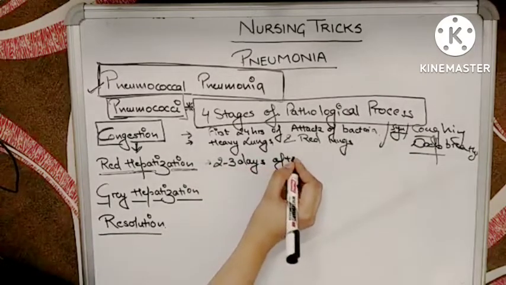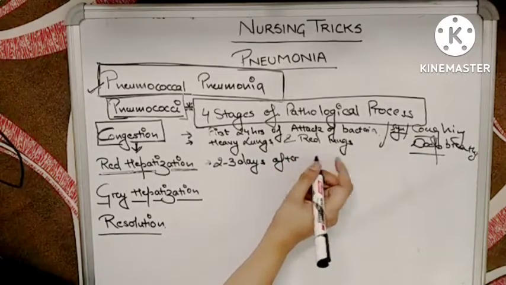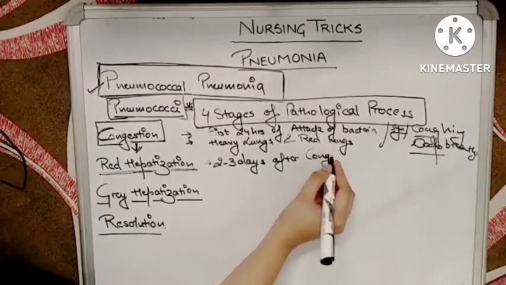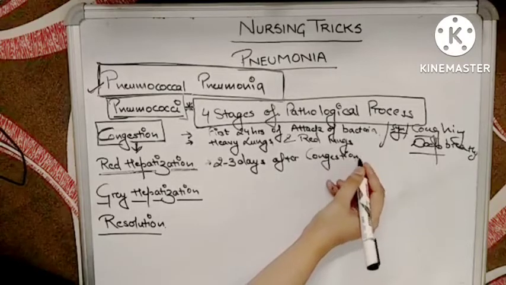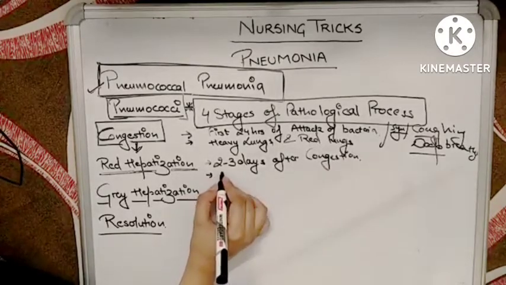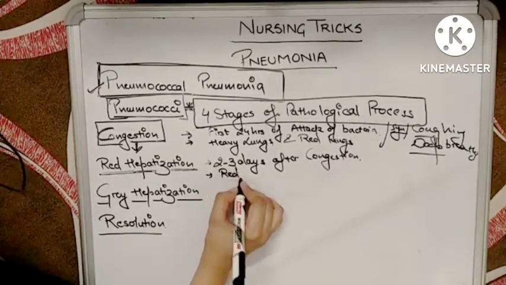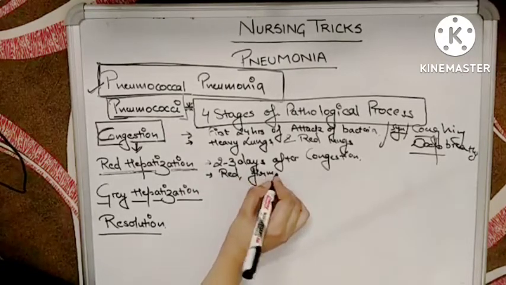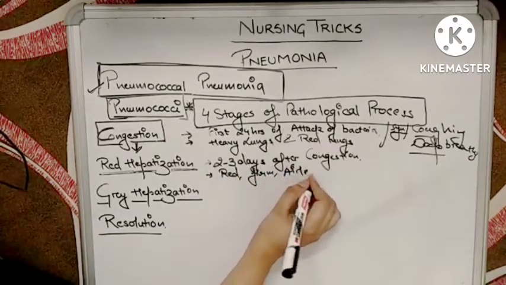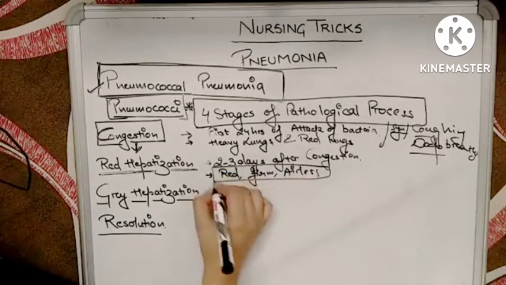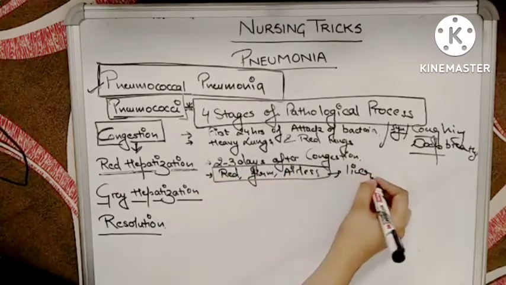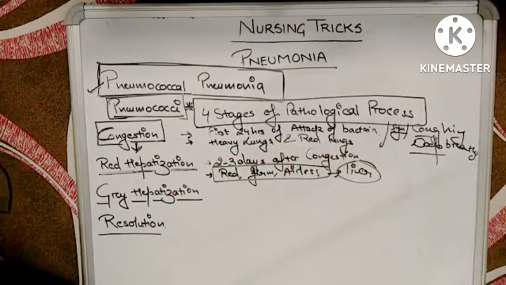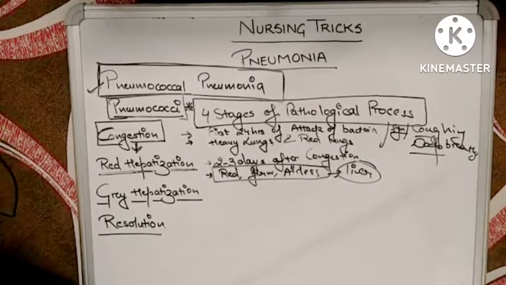2 to 3 days after congestion, the lungs become red, firm and airless. So these resemble the liver. Alveolar capillaries are engorged with blood, and in this stage the alveoli contain lots of erythrocytes, neutrophils, desquamated cells and fibrin.